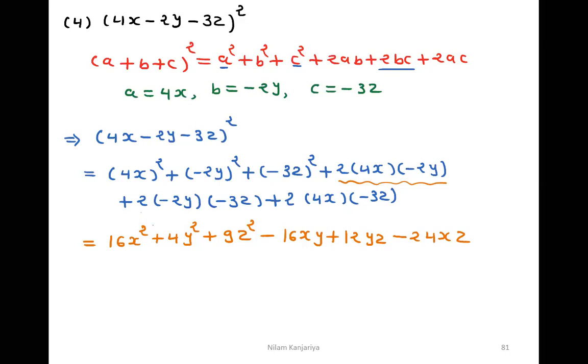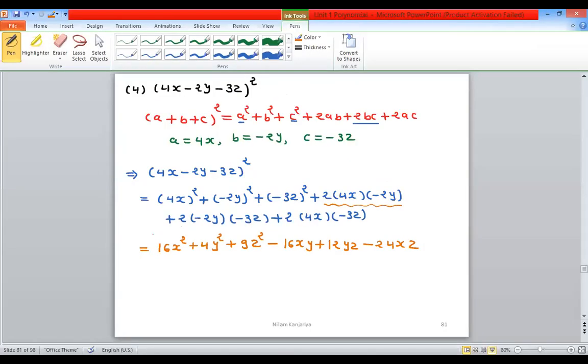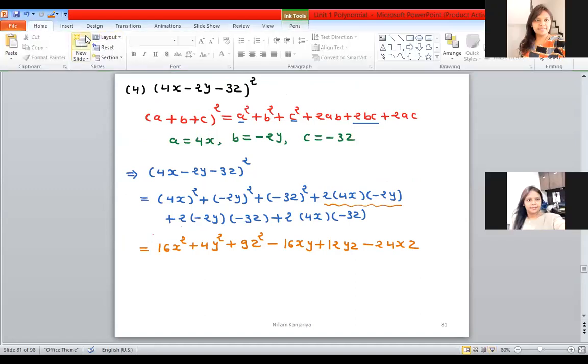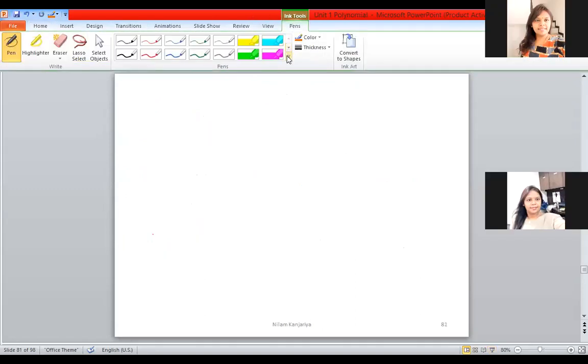Now I will give you one example. Tell me the answer. You have just 3 minutes. 2x minus 5 plus z whole square. What's the answer?